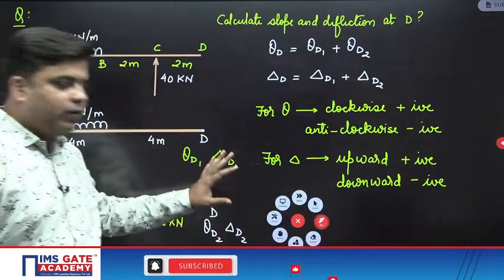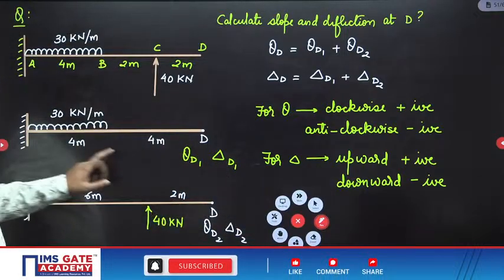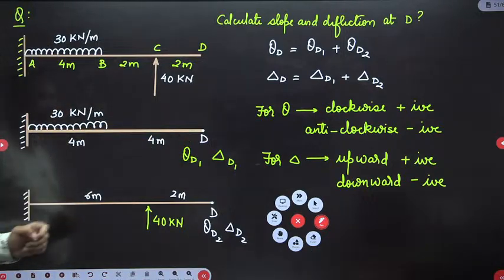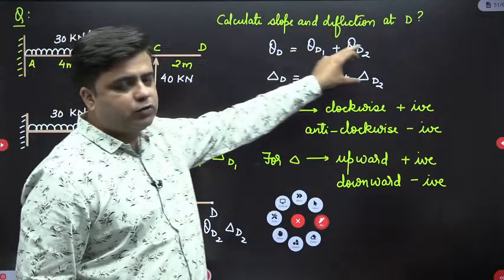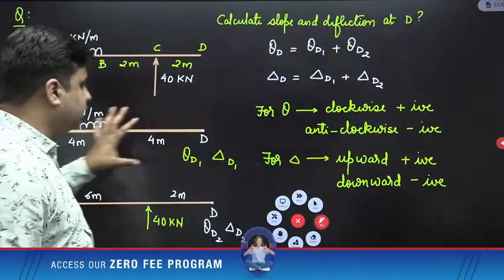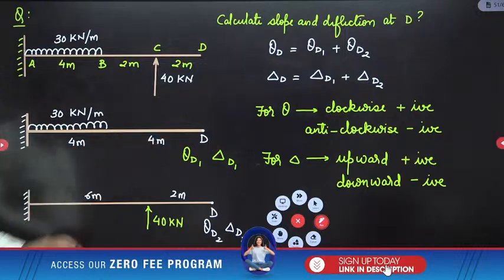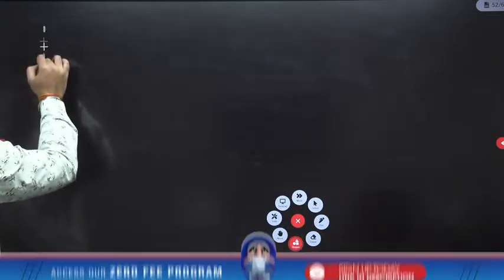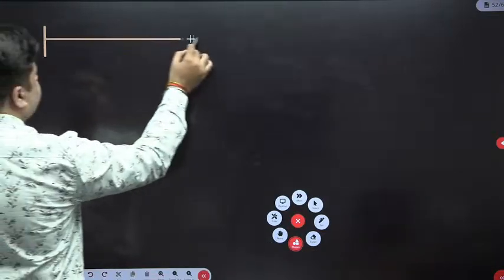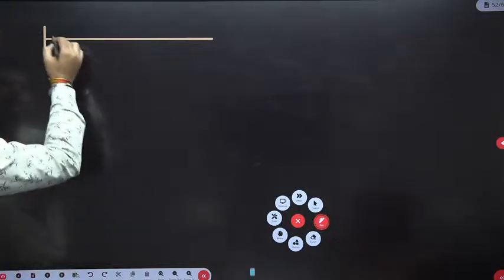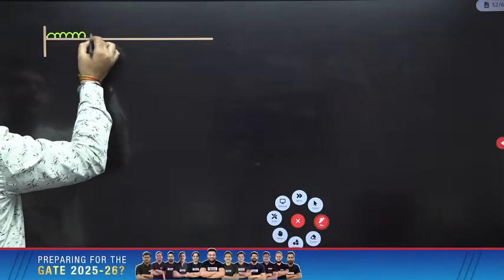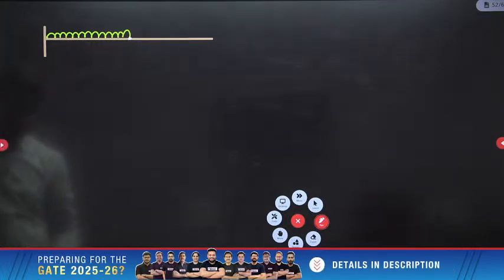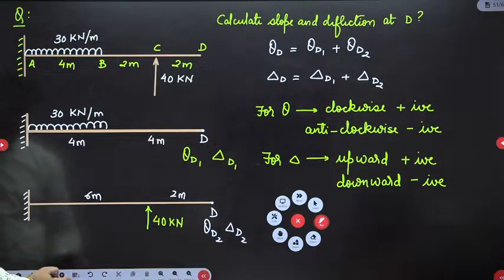Everything is written on the board one by one. We are going to solve this. First, I will consider this portion where only UDL is acting. This is called the principle of superposition. By the principle of superposition, I can solve this beam. First, consider only the first portion. So you have this beam which is subjected to UDL like this. This intensity of UDL is 30 kilonewton per meter.